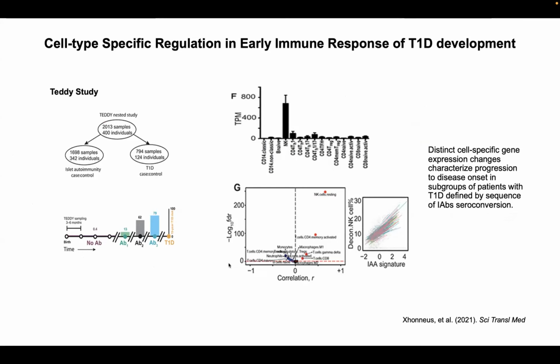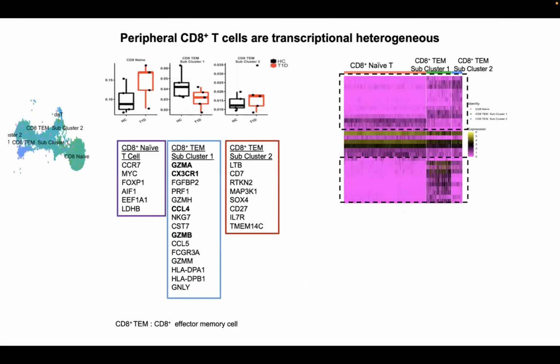By their cell-specific gene expression analysis, they found that NK cells are very strongly associated with the occurrence of the IAA autoantibody signature, with the strongest correlation coming from NK cells, followed by CD4 memory cells. So it's very consistent with our finding here.